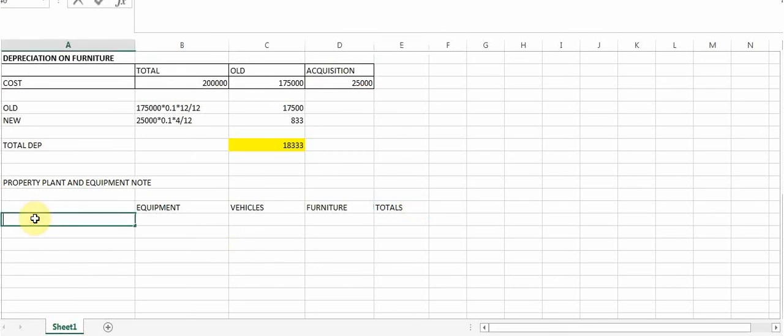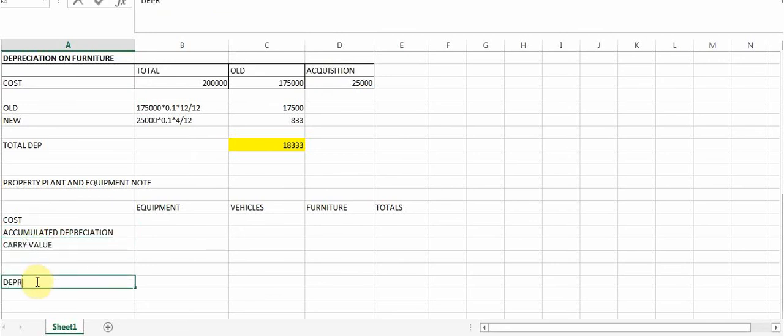I start by saying cost on this in the information column, then accumulated depreciation. That gives me my carrying value. Then I'm going to say depreciation for the current year, and then also my acquisitions during the year.